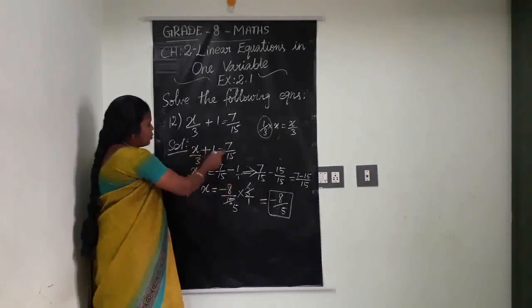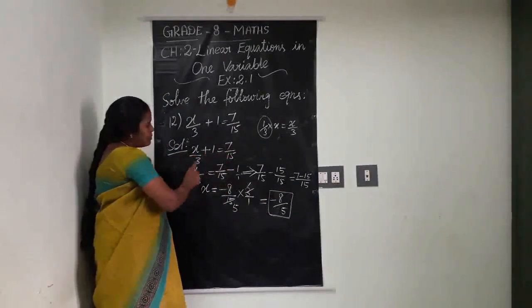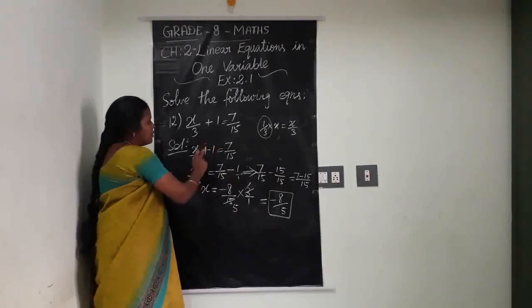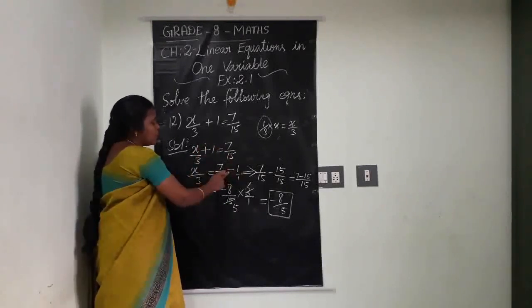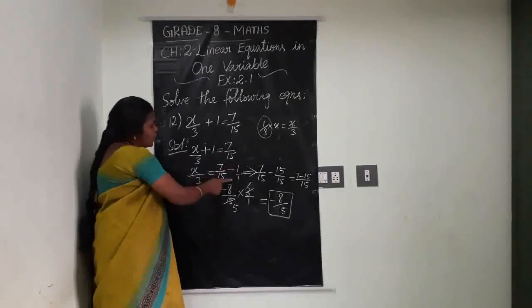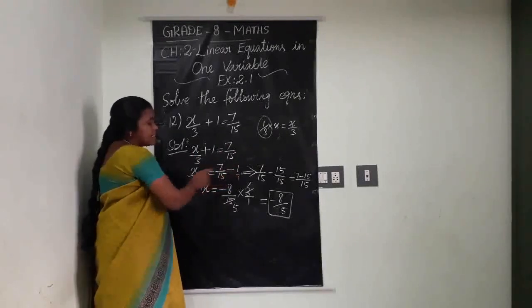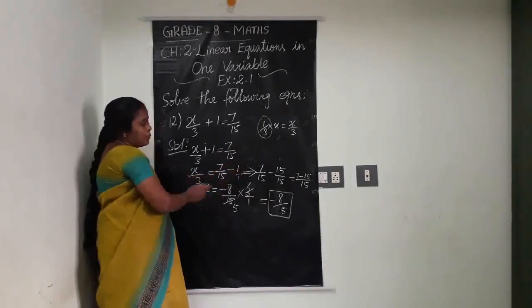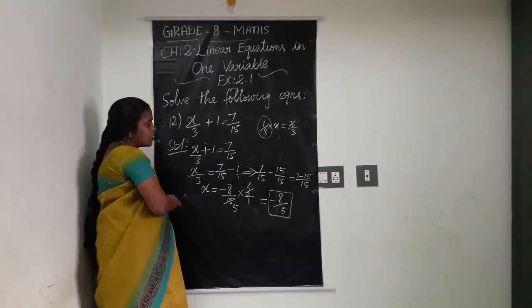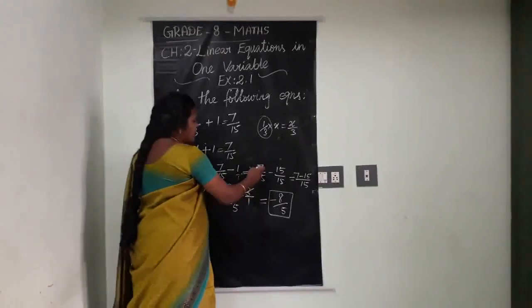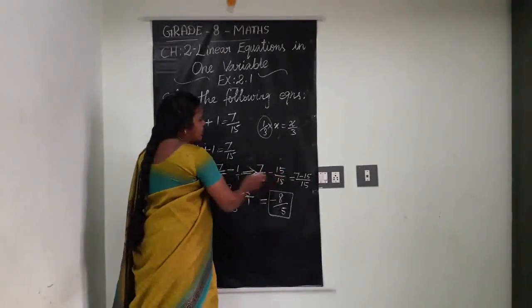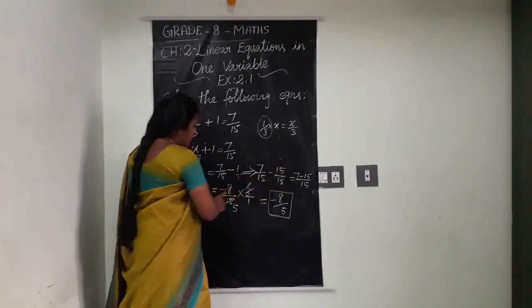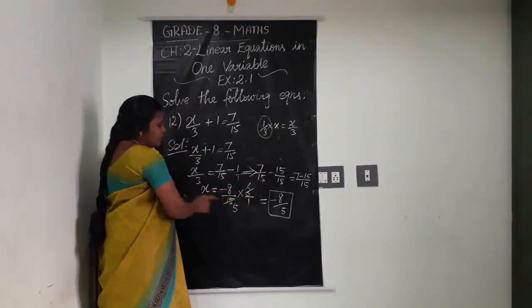x by 3 plus 1 equal to 7 by 15. First I shifted plus 1 from here to there. At that time I wrote on the right hand side minus 1. If you watch closely, this is a fraction, that is a whole. How to simplify? Make it a fraction by putting 1 in the denominator. Clear, children? At that time it becomes 7 by 15 minus 15 by 15. If you simplify, your answer is minus 8 by 15.